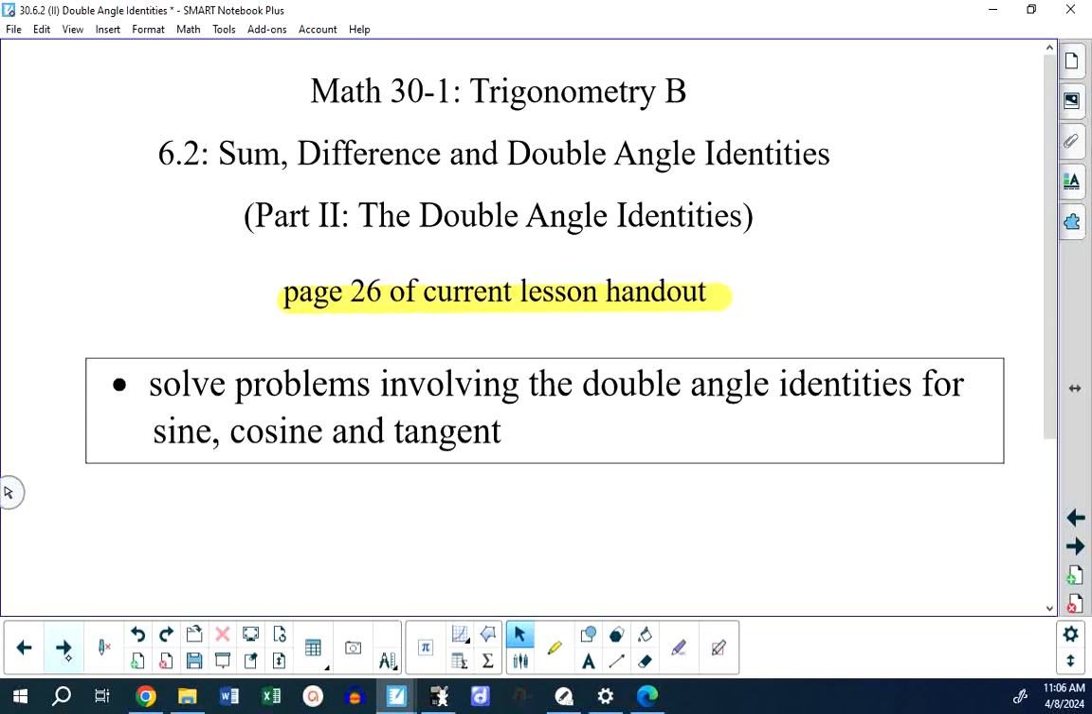So today we're looking at the double angle identities, and just in the most general sense, this is on page 26 of your handout. In the most general sense, what are we doing today? We're applying the double angle identities to problems so that we can solve them.